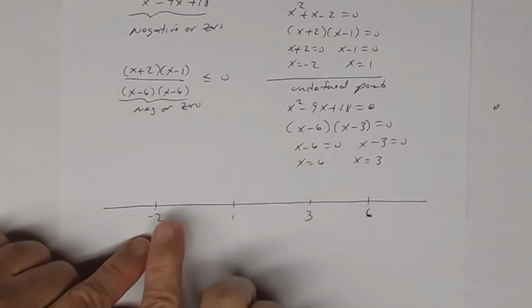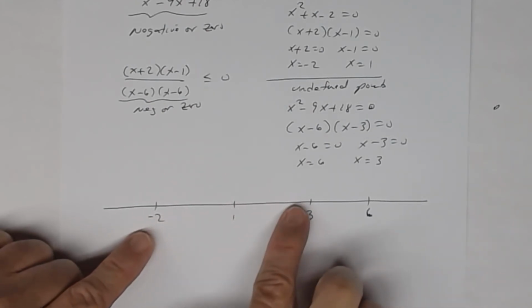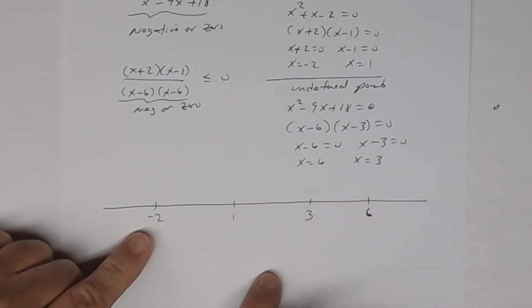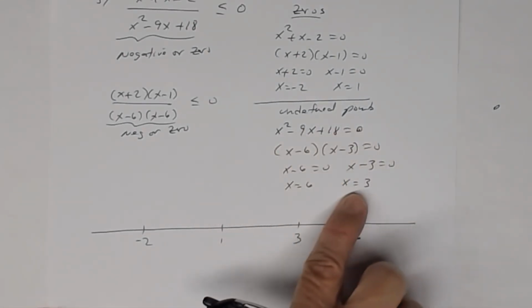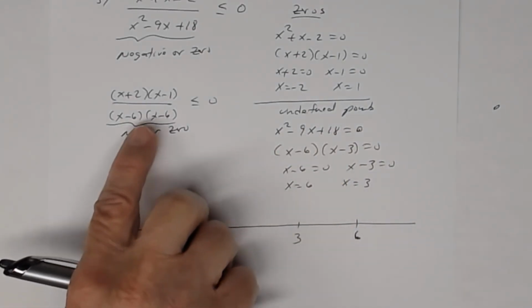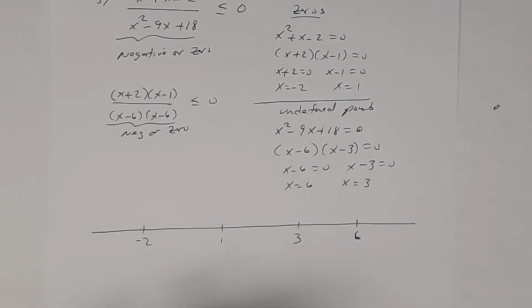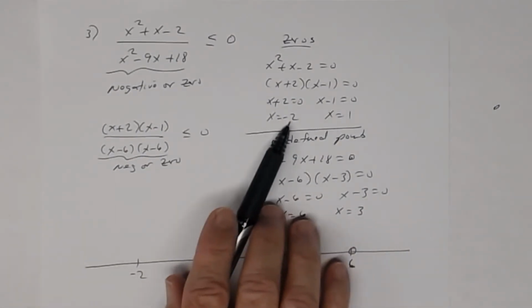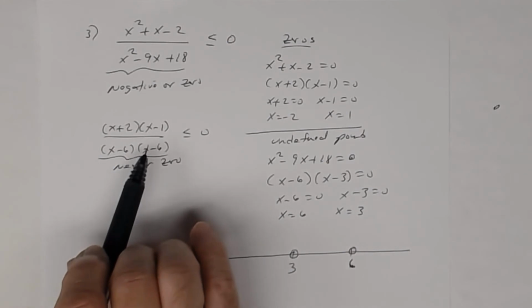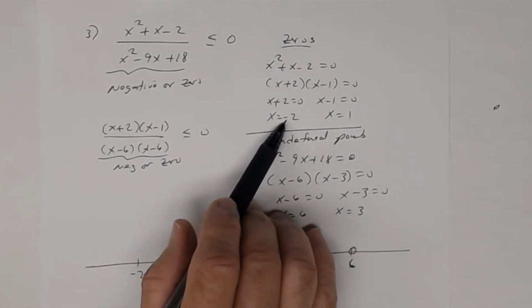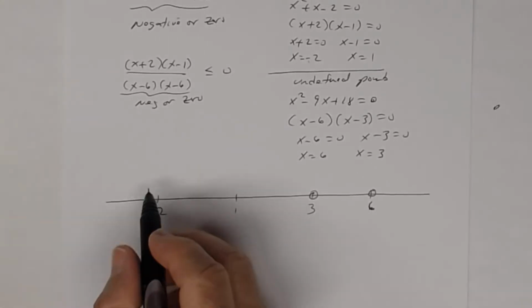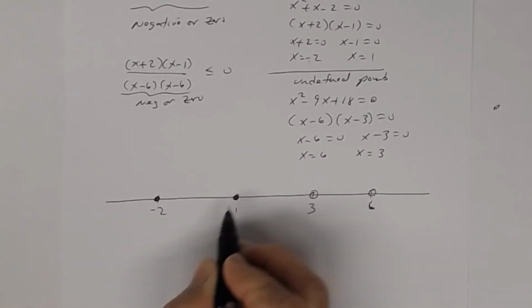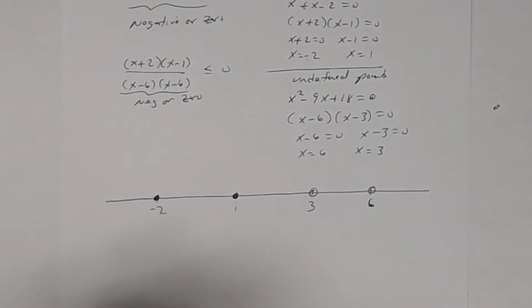And then right away, you can go ahead and put the closed or open circles on these numbers. So remember, undefined points are values that make this expression undefined, so they cannot be a solution. So put open circles on 6 and 3, here and here. Since there's an equal sign, those zeros will be solutions because that's how you got those zeros, by setting the numerator equal to 0. So negative 2 and 1 will be closed circles. Okay? All right, now let's do the test points.